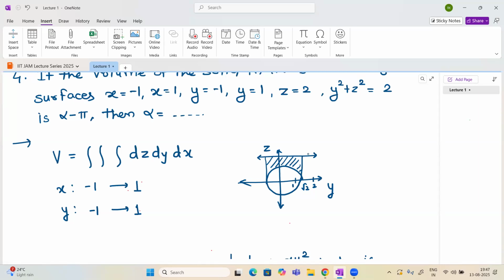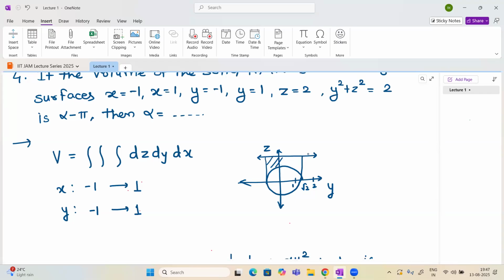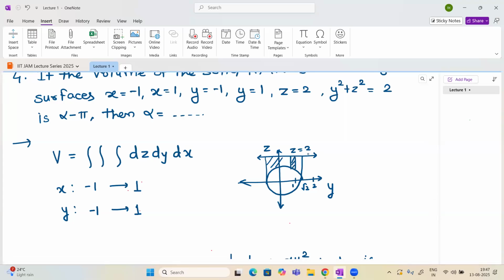That point will be z equals 2, right? Yes, z is equal to 2. So I will consider a strip like this. Are you happy with this? Okay. See, now tell me the limits.